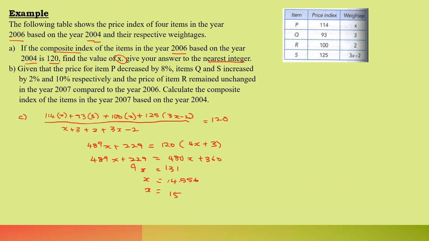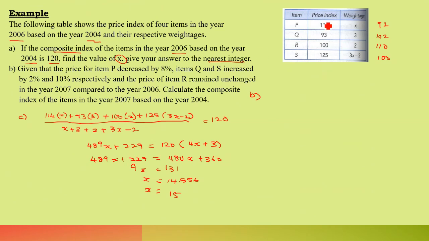So the next point that you need to work out is your part B. Given the price for item P decreased by 8%. So now P decreased by 8% means it becomes 92. And your Q is increased by 2%, will be 102. Your S is increased by 10%, will be 110. And your R remains unchanged, so it's 100. So these are the prices for 2007 compared to 2006.